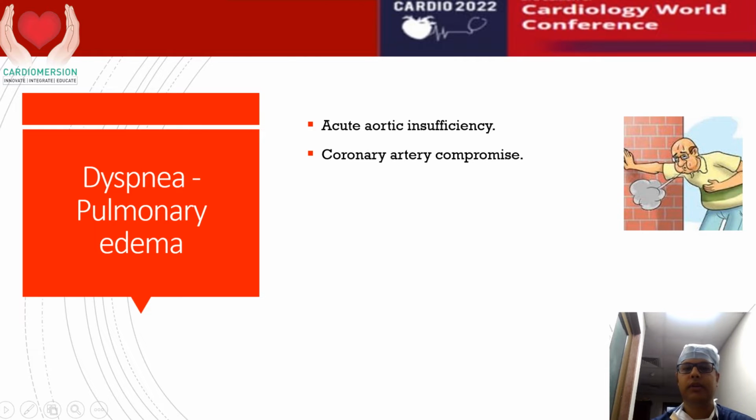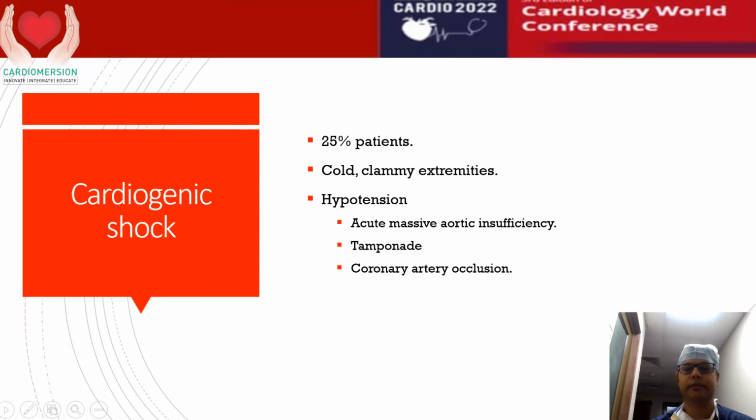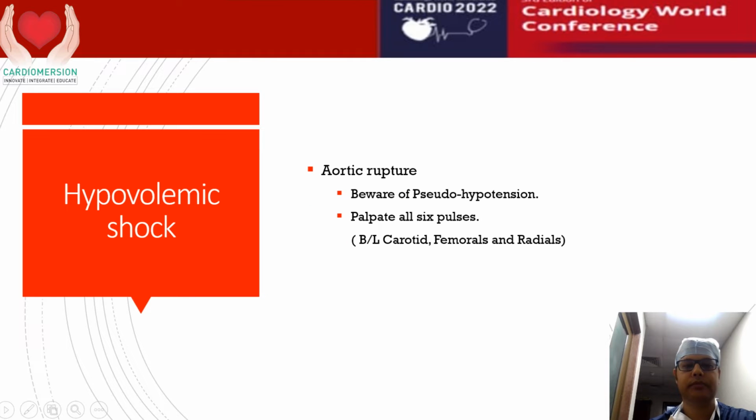The acute aortic insufficiency and coronary artery compromise will lead to dyspnea or pulmonary edema in such patients. Cardiogenic shock is present in 25% of patients, and cold, clammy extremities are present. Hypotension may be due to the acute massive aortic insufficiency, tamponade, or coronary artery occlusion. Hypovolemic shock can be because of aortic rupture. We should beware of pseudo-hypotension and palpate all 6 pulses, that is bilateral carotids, femorals, and radial arteries.